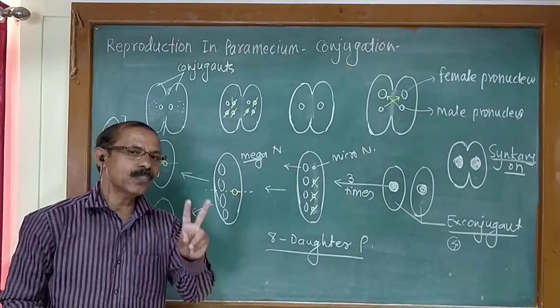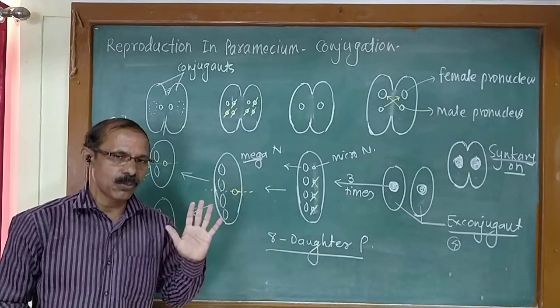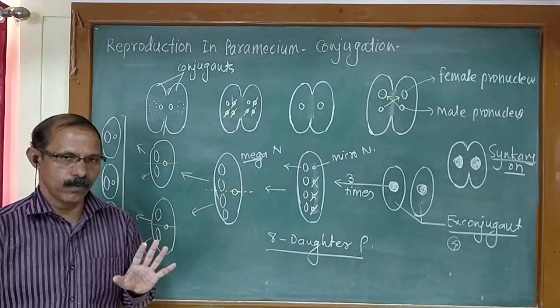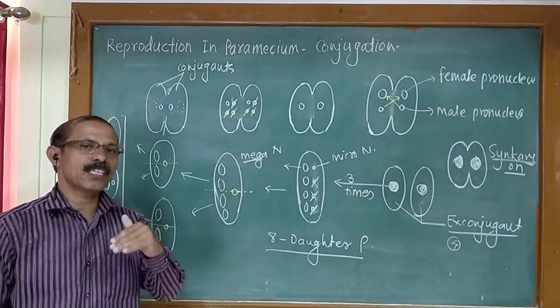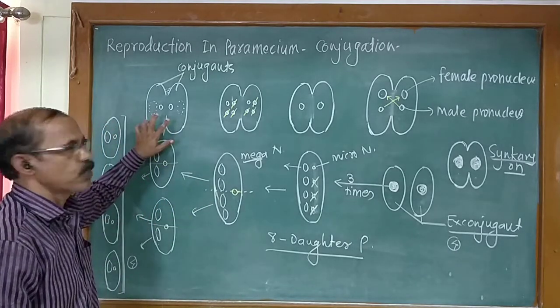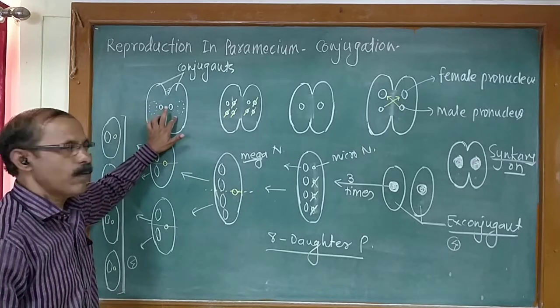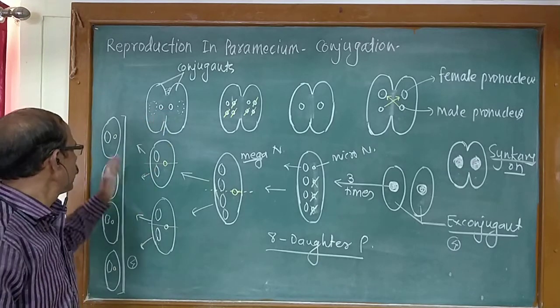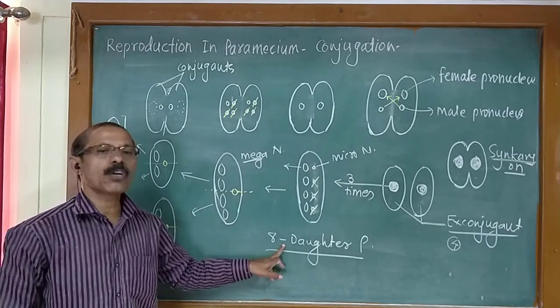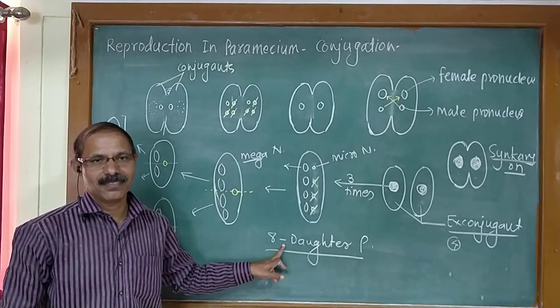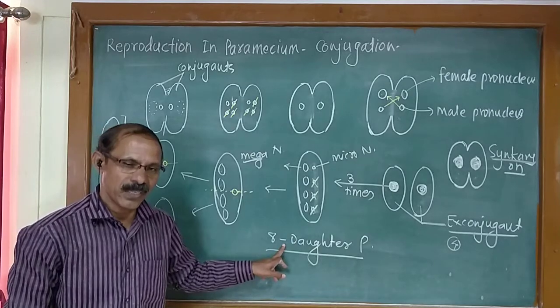So binary fission is asexual reproduction, and only 2 are formed. But conjugation is a sexual mode of reproduction, in which from the 2 paramecia at the end, 4 from each ex-conjugant, meaning 8 daughter paramecia, are formed. I will repeat the process once again.